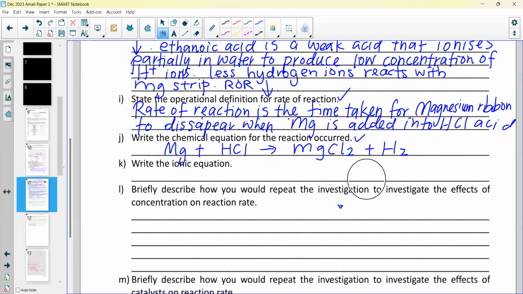Is this equation full marks? No. You need to balance it. So this will be the chemical equation. Okay. What about the ionic equation?